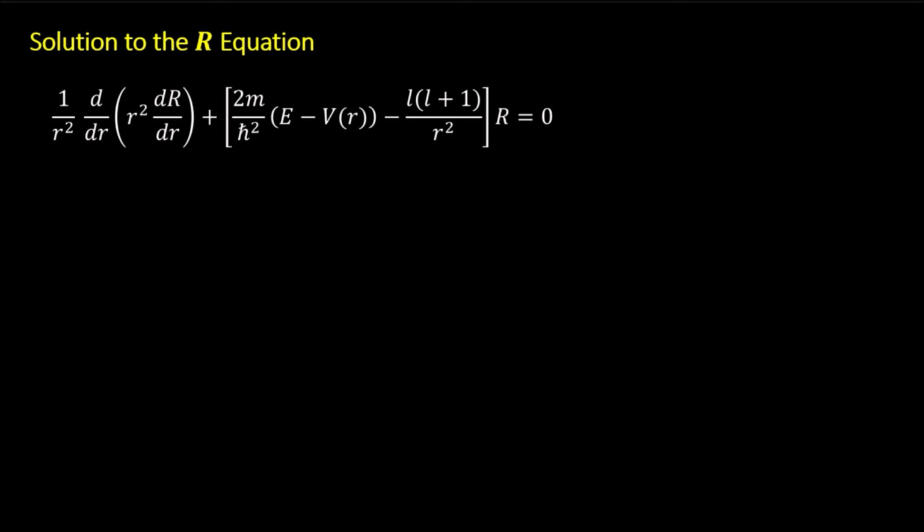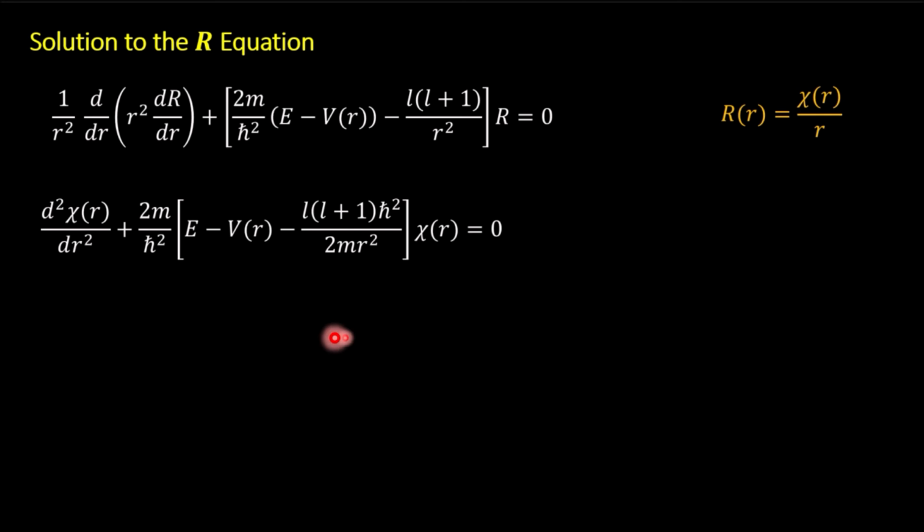Note that the potential energy V is a function of r alone in spherically symmetric potentials. And now let's make a substitution. Capital R of r is equal to a new variable chi of r divided by small r, which will make this equation look like this. The equation is transformed from capital R to chi of r. Now this is quite easy to identify.